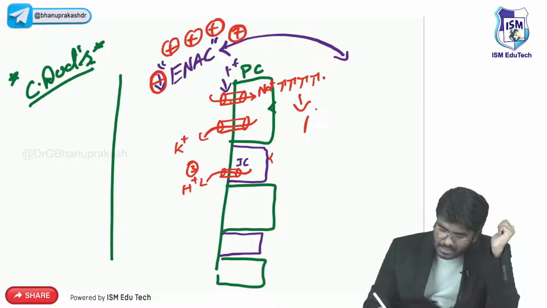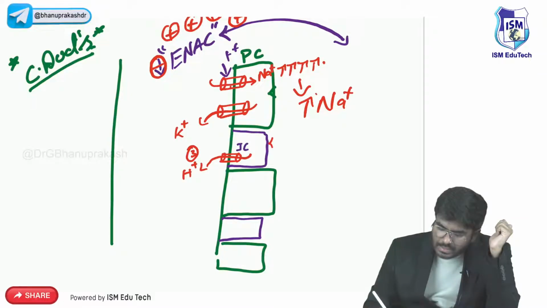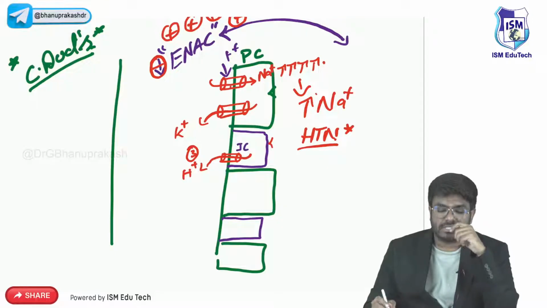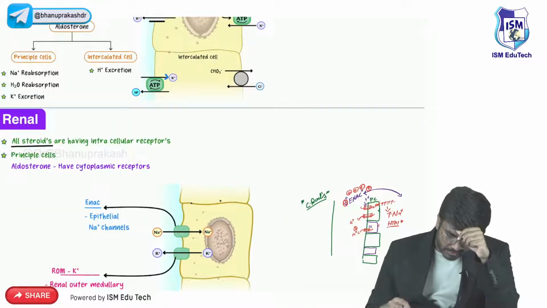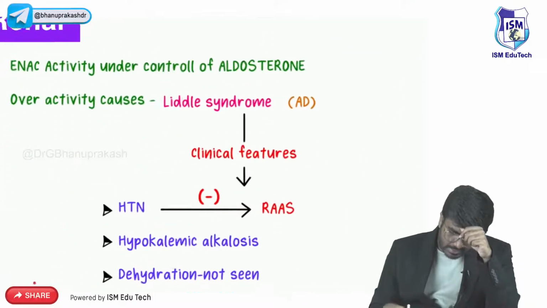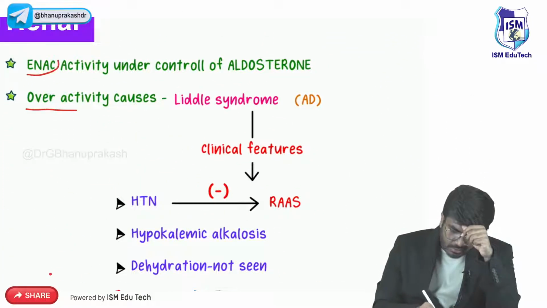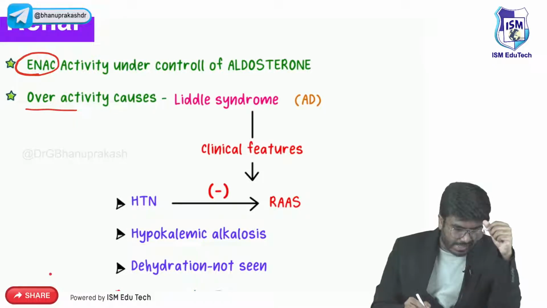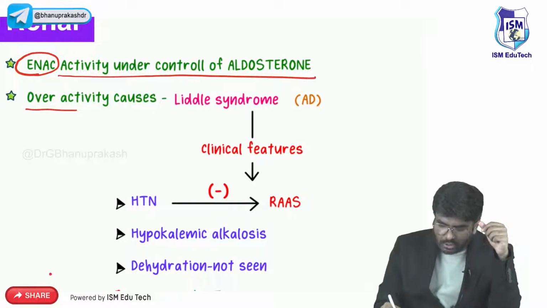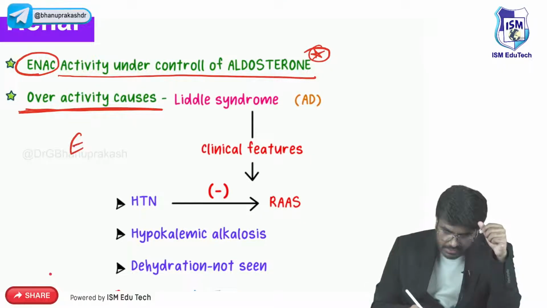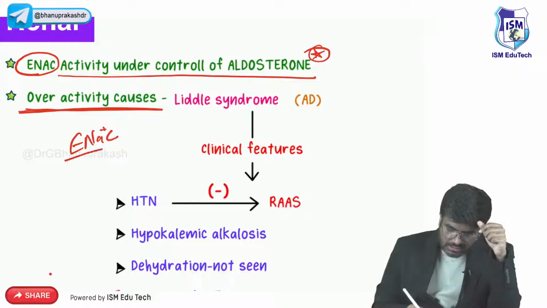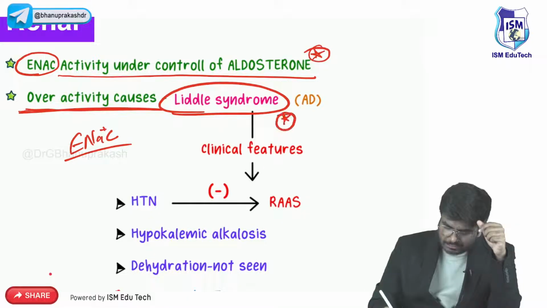That causes hypernatremia in the body, hypernatremia and hypertension. More sodium means more tension. So this syndrome is called Liddle syndrome. Let me show you here. One point which I want you to know is that overactivity of the epithelial sodium channels, the ENaC channels, which are under the control of aldosterone, will cause a syndrome called Liddle syndrome.